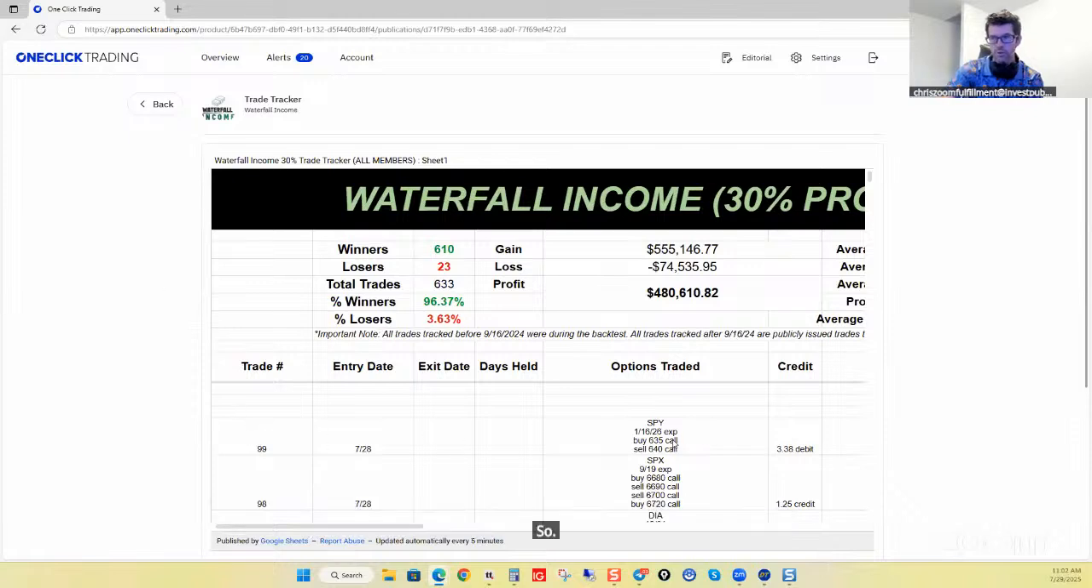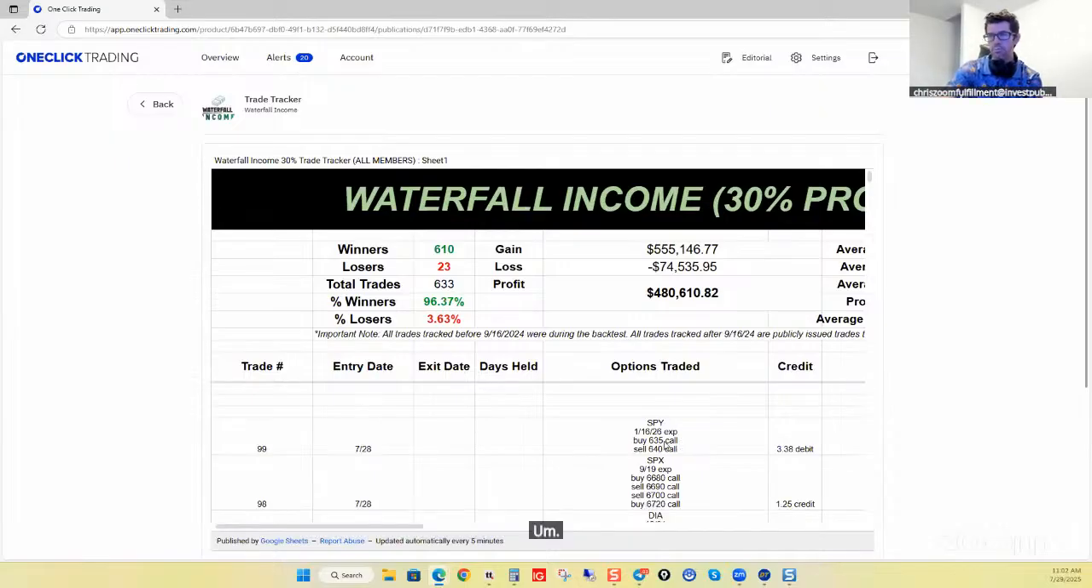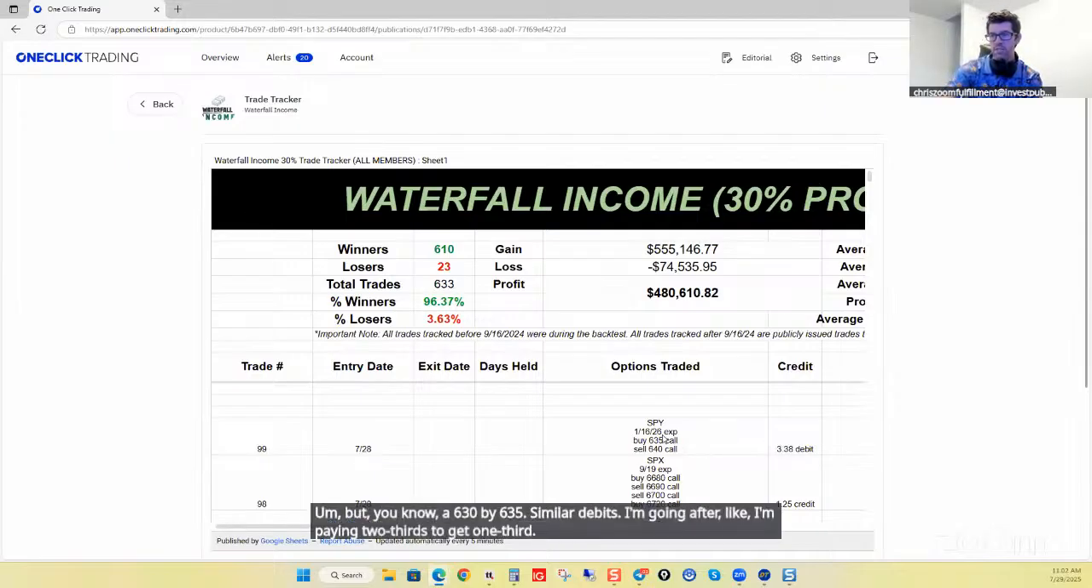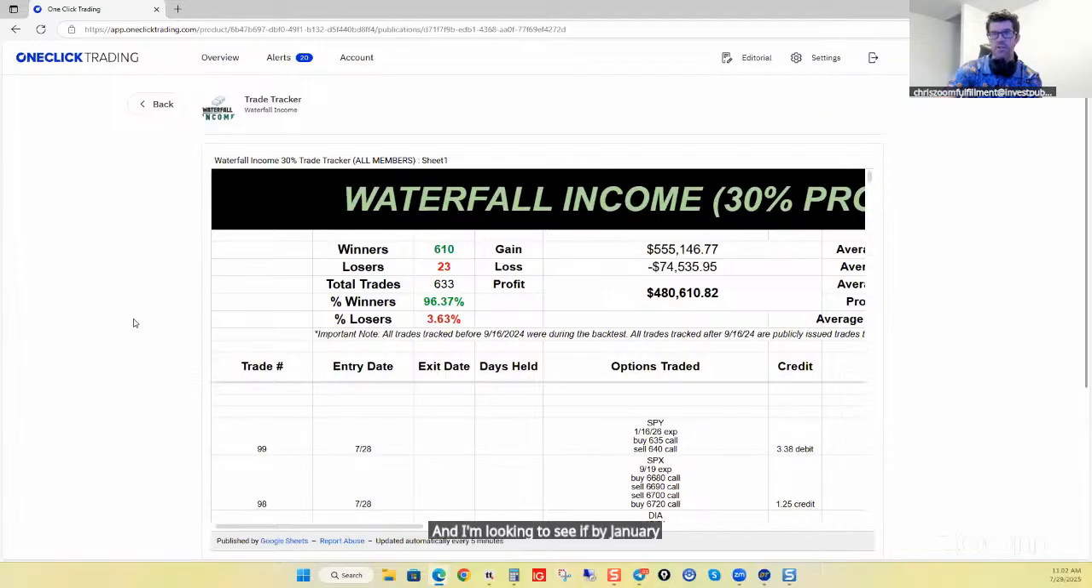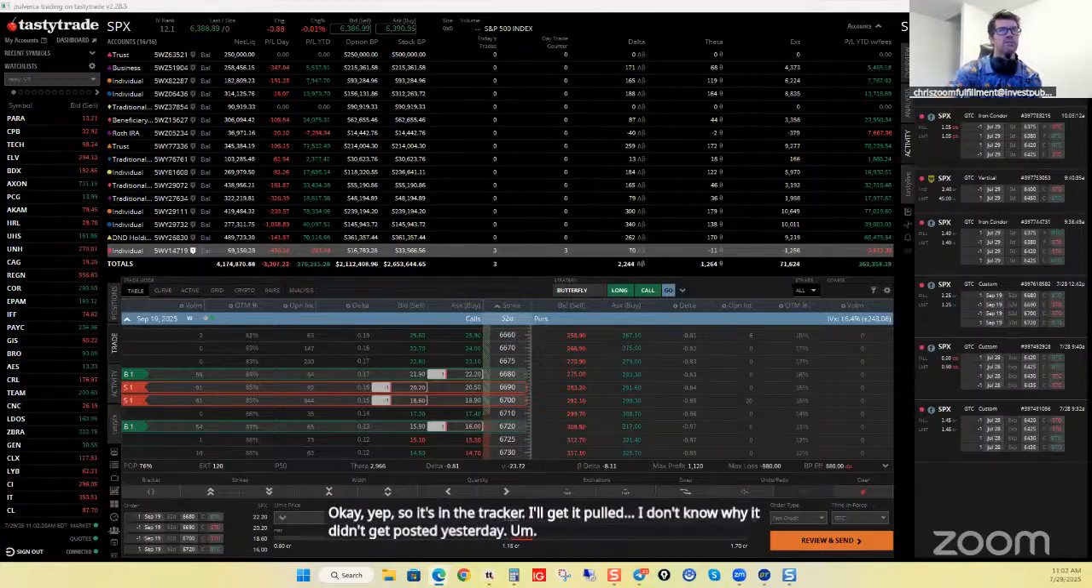So they're the legs. And it might actually be even a better trade. This is going to be cheaper if you take the trade today because we're sliding a little bit lower. But a 630 by 635, similar debits. I'm paying 2/3 to get 1/3. And I'm looking to see if by January we go to the all-time highs again. Okay. Yep. So it's in the tracker. I don't know why it didn't get posted yesterday. I just messaged the team.